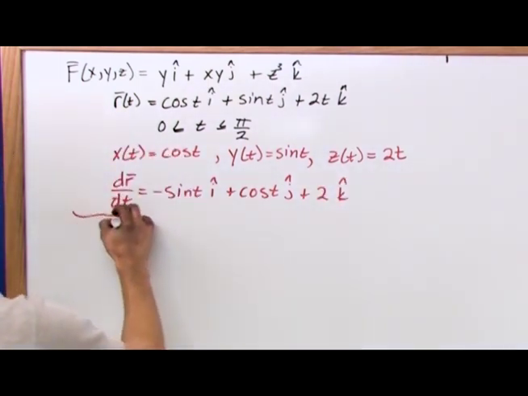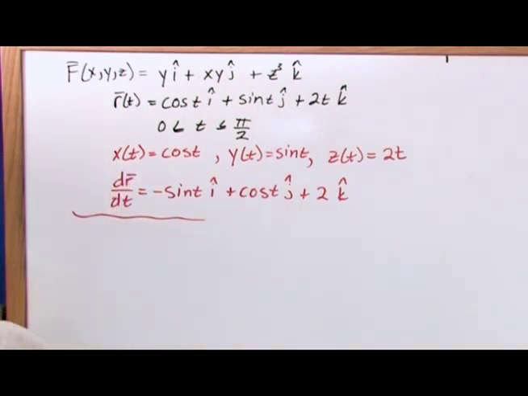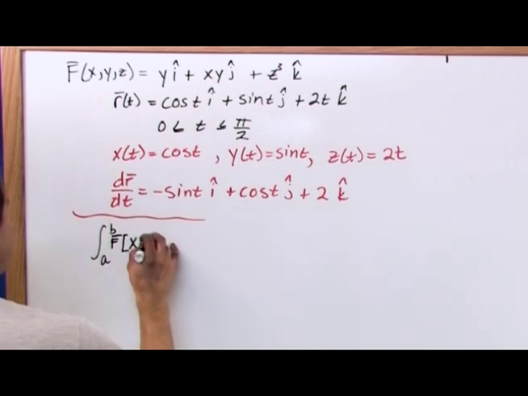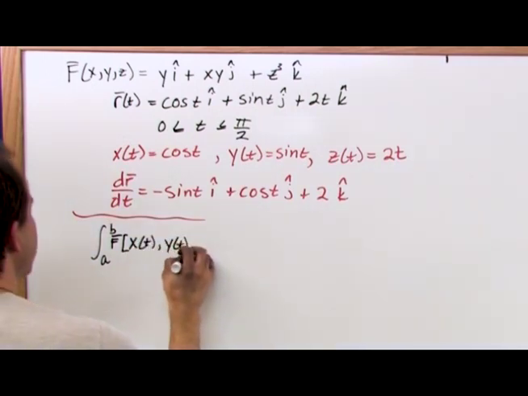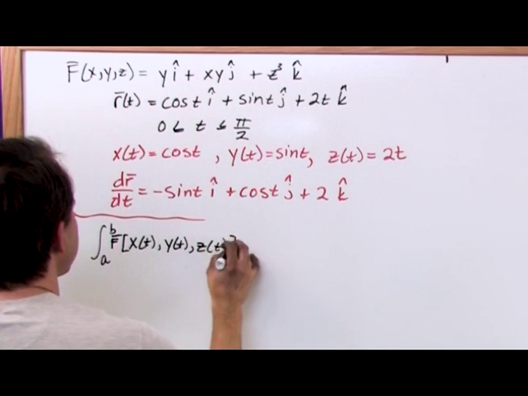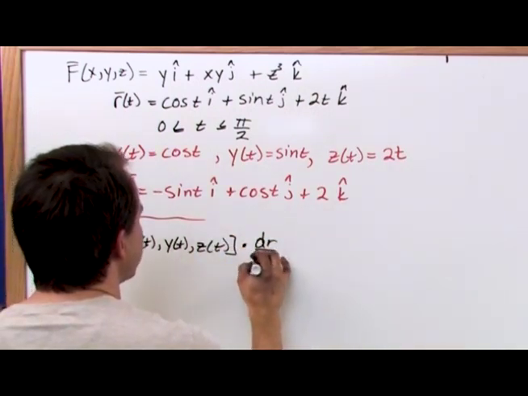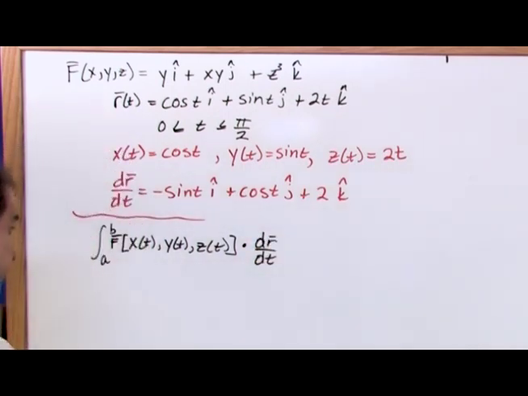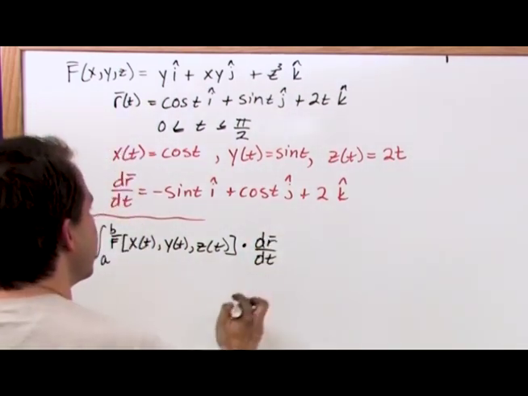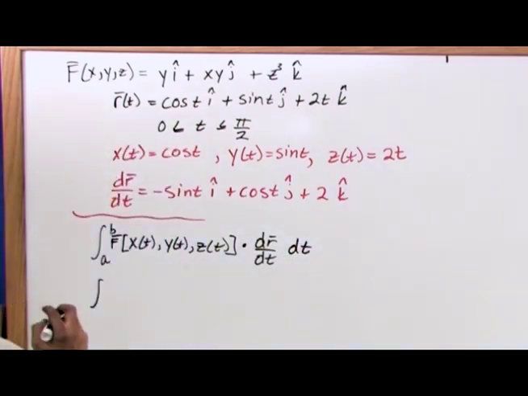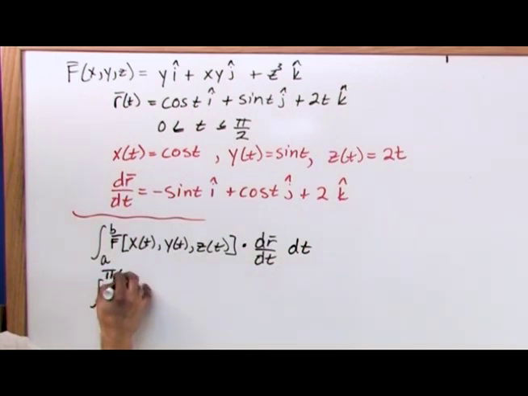Now we're finally ready to construct the actual line integral. Let's go ahead and write it down. So you have the integral from a to b. You have the vector field. You plug in x of t, you plug in y of t, and you plug in z of t, and that's just to convert the whole thing to a function of time. And you dot that with dr/dt, which we calculated right above, and then you integrate the whole thing over dt. So from a to b, a is 0, b is pi over 2.